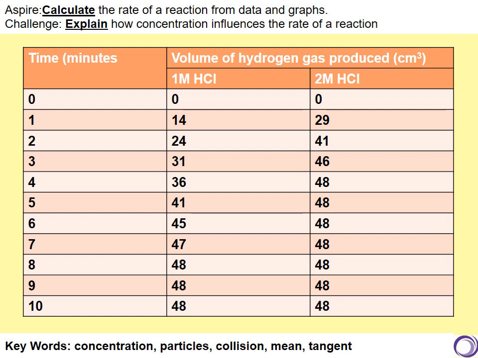The difference, however, is that the 2 molar acid, which is twice the concentration of the 1 molar, produced the 48 centimeters cubed in 4 minutes, whereas the 1 molar hydrochloric acid required 8 minutes to produce the same volume of gas. So this is a much slower reaction.